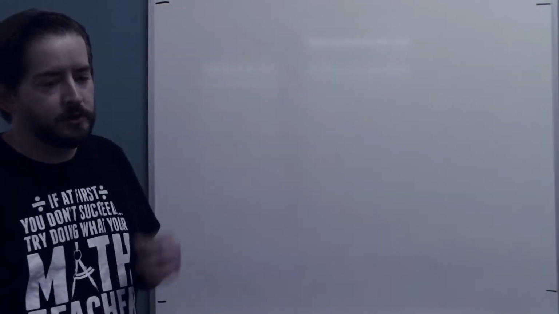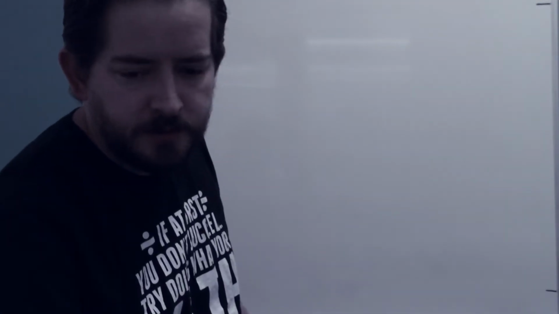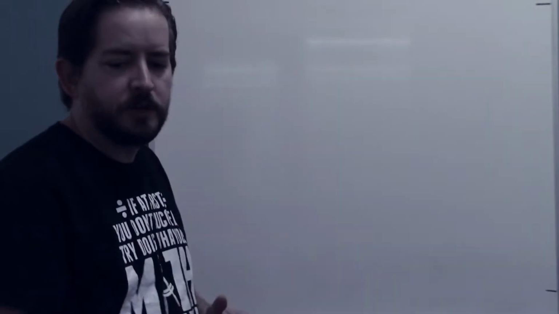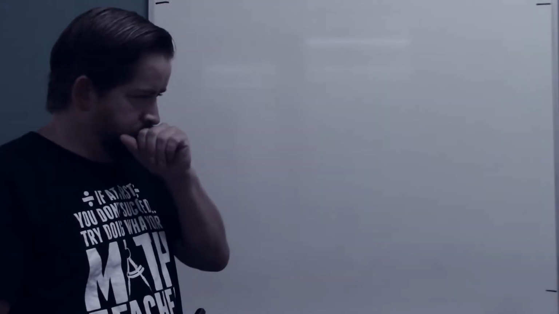Okay, welcome to the discussion for section 4.2. We've got a couple of questions asked, so we'll take a look at those. 4.2 is solving a 2x2 system using substitution. So I was asked to look at number 7.